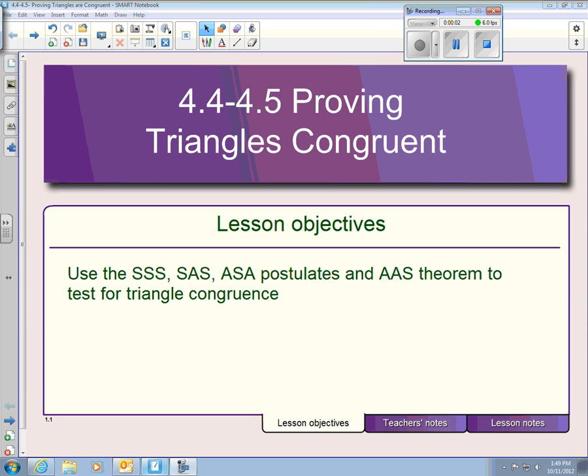Hi class. Today we're going to cover chapter 4, sections 4 and 5 together because they are both on proving triangles congruent. So our objectives today are to use the SSS, SAS, ASA postulates and the AAS theorem to test for triangle congruence. And we're going to learn what all those letters mean.